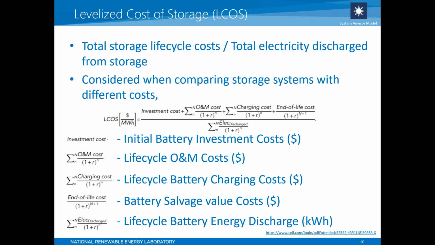And there's an end of life cost, which is the battery salvage value cost in the last year of the project, which is another input that is in SAM that you can specify what percentage of the capacity remaining you are able to salvage at the end of the project. All these cost terms are divided by the present value of the battery energy discharge across the full lifetime of the project. So the discharge in each year brought back to the base year. And that gets you a levelized cost of storage in dollars per megawatt hour.